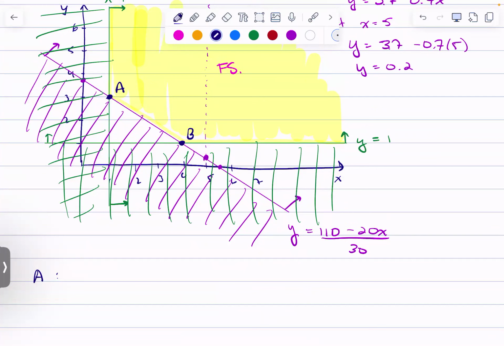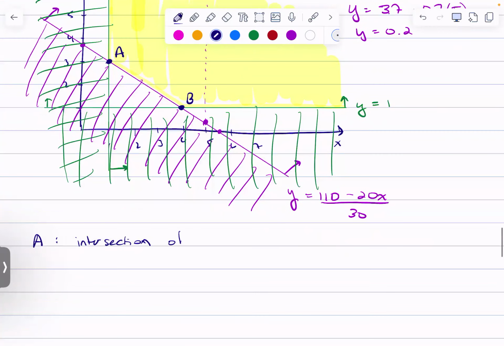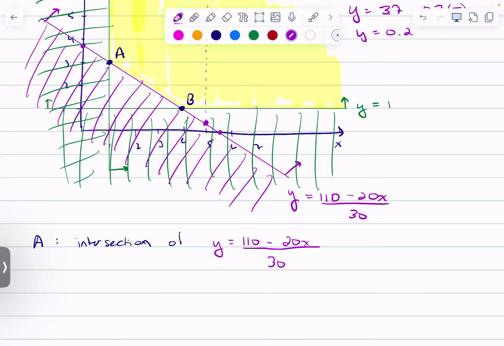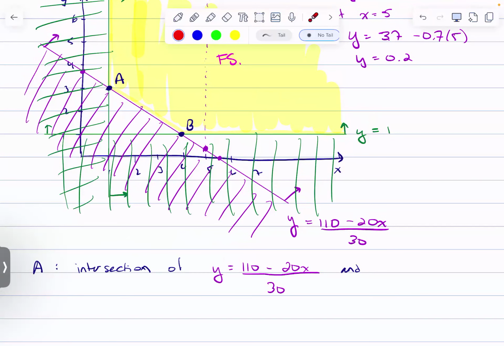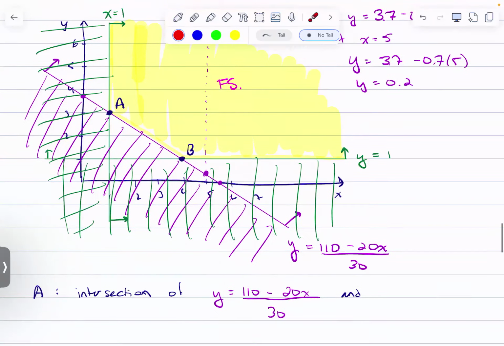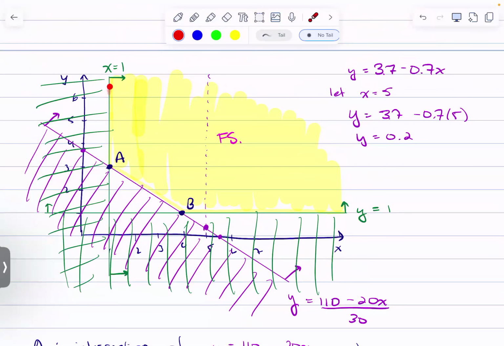I like to write it out in words that A is the intersection of, let's do the big nasty one first. Y equals (110 minus 20x) over 30. Oops, clean that up. And which line? And this one, right? For A, and x equals 1.